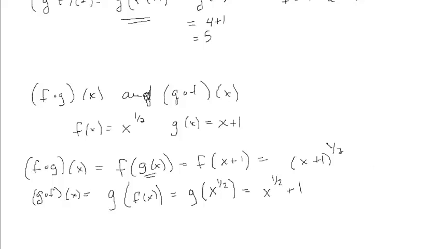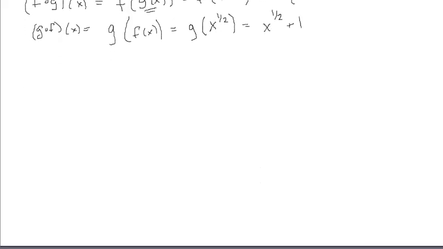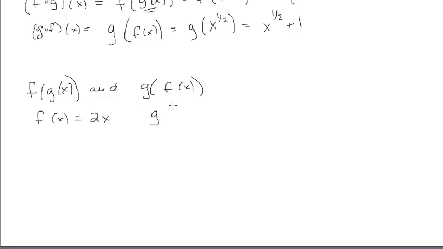Okay, next page of the study guide. Says find a similar problem. Find f of g of x and g of f of x when f of x is given as 2x and g of x is given as 0.5x. Okay, why don't you take a second and try this one yourself.